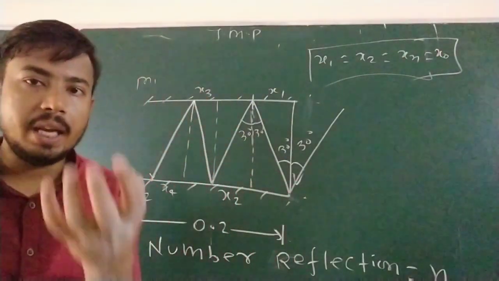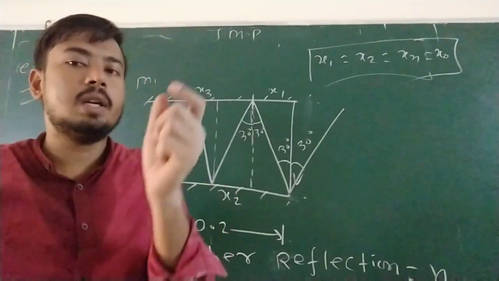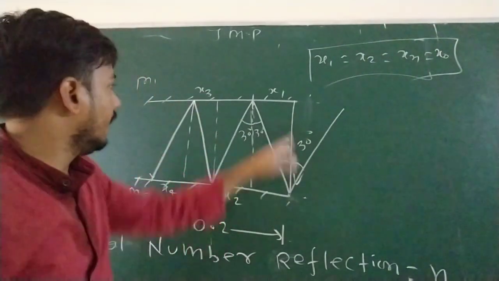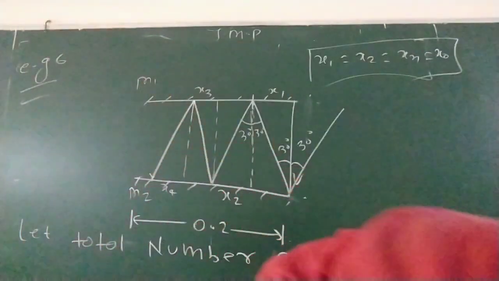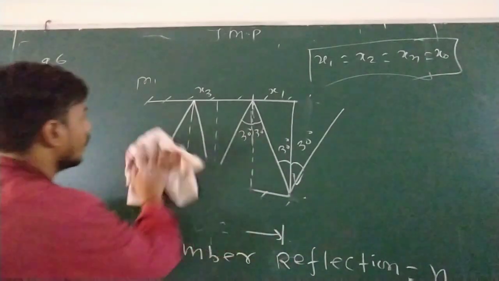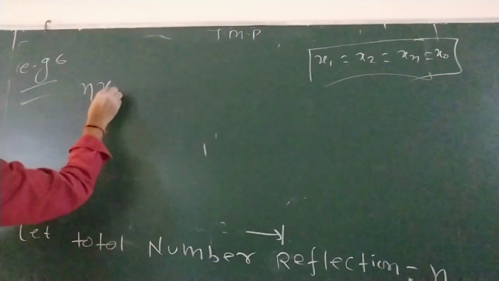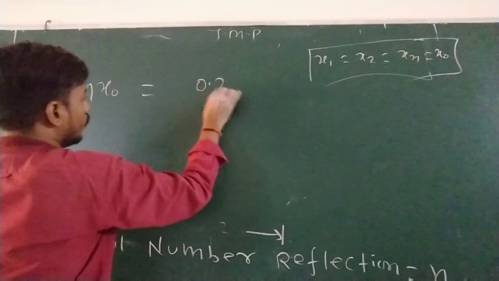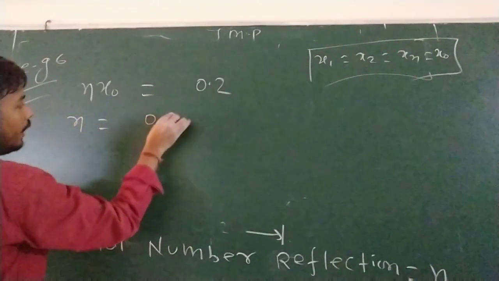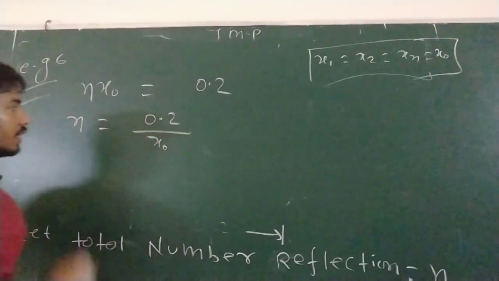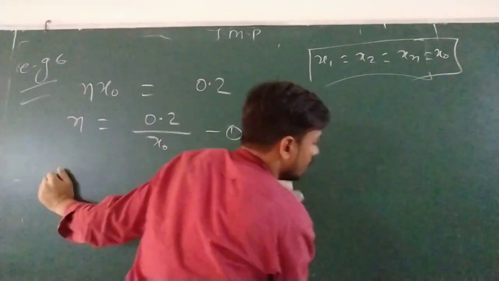They will travel x naught. So in any reflection, how long will it travel? n times x naught, and that must be equal to this. Yes or no? So I'm erasing this one. So n times x naught is equal to 0.2. Now n is equal to 0.2 by x naught. This is equation first. Now the question is, how do we calculate x naught?